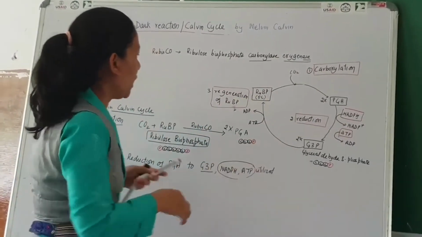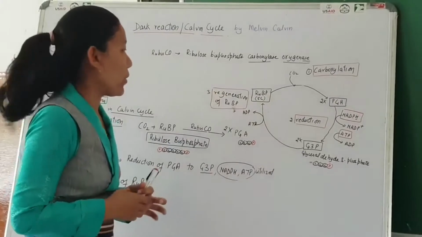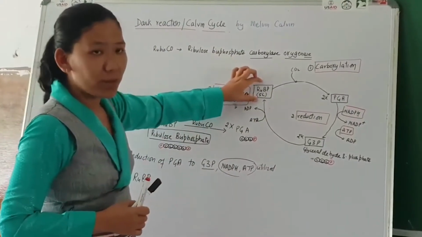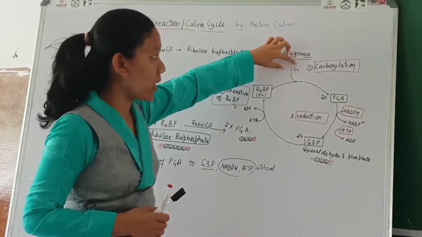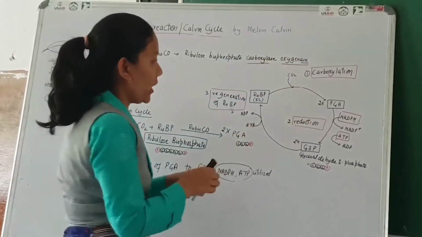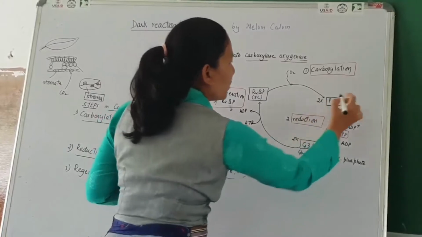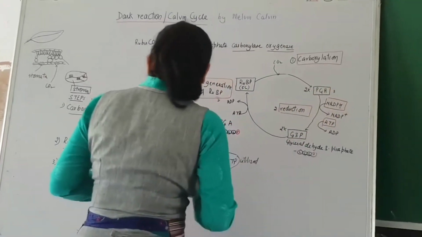Okay, now here again let us just count the number of carbons. RuBP has 5 carbons, and here carbon dioxide, one molecule, has only 1 carbon, and PGA is a 3-carbon compound.